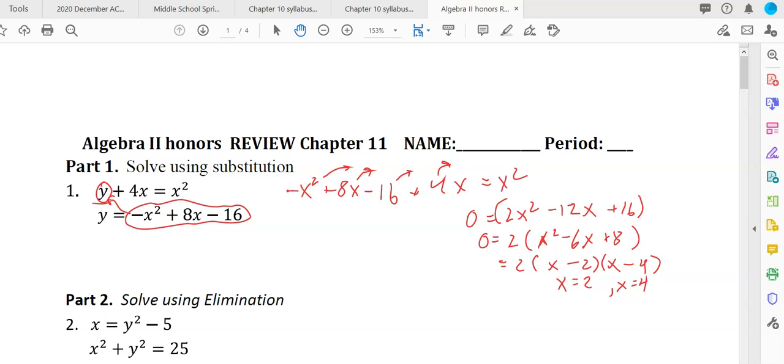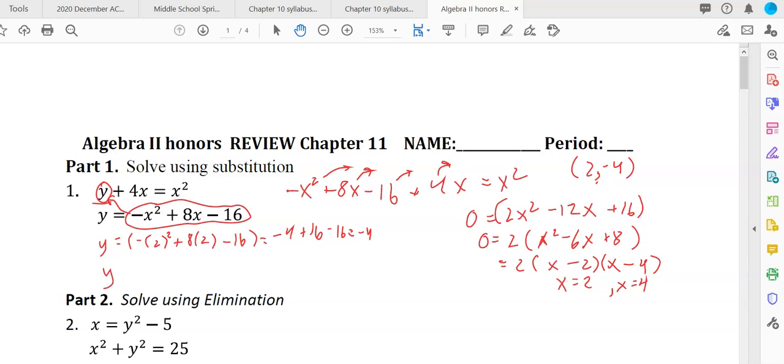So now I have to find out what y is when x equals 2. So I'm going to plug it in. So y equals negative 2 squared. Notice the 2 is going to square, not the negative there. Plus 8 times 2 minus 16. So that's equal to negative 4 plus 16 minus 16, which is negative 4. So one of the answers here is 2 comma negative 4.